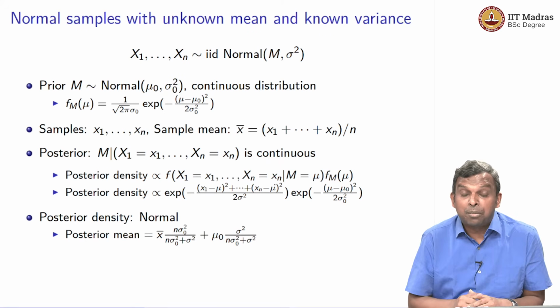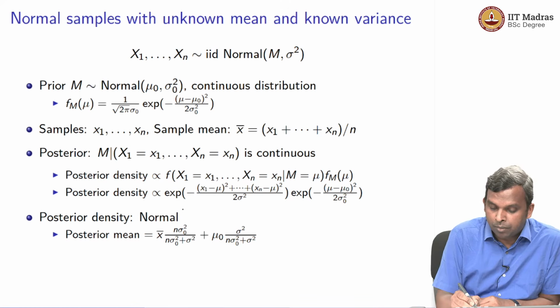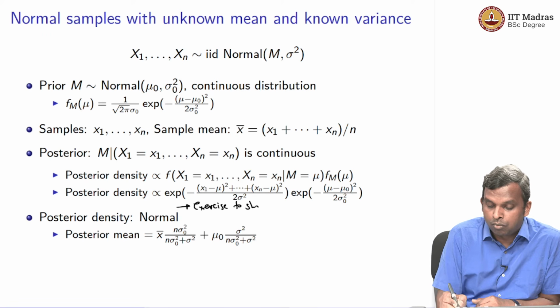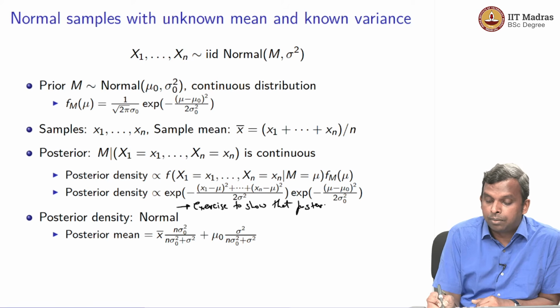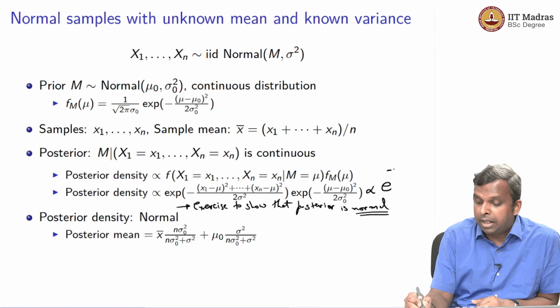So the posterior density, it may not be obvious to you, is actually a normal density. Okay, so I'll leave it as an exercise. It's an exercise to show that the posterior is normal. So what does that mean, normal? This expression you can manipulate and make it proportional to e power minus (mu minus mu bar) whole squared divided by 2 sigma bar squared.